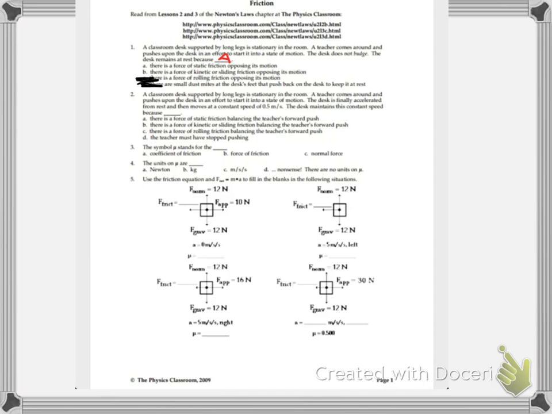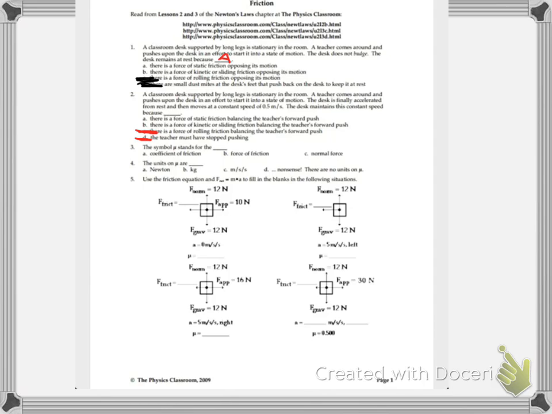So B is then asking, the same desk is sitting in the room, and then the teacher pushes it, the desk finally accelerates from rest and then begins to move at a constant speed. So the desk is able to maintain the constant speed. Again, C, there's no such thing as rolling friction, so we'll get rid of rolling friction. D, the teacher must have stopped pushing. If the teacher stopped pushing, there would be no applied force, and then the desk would be accelerating. So we can get rid of option D.